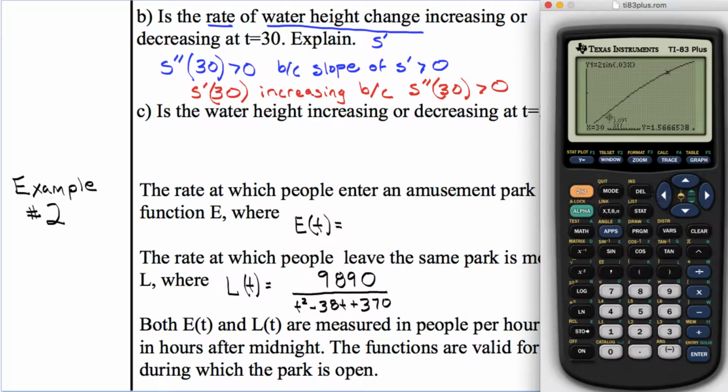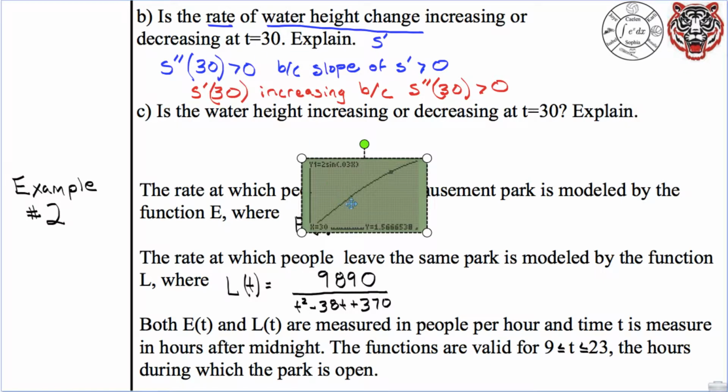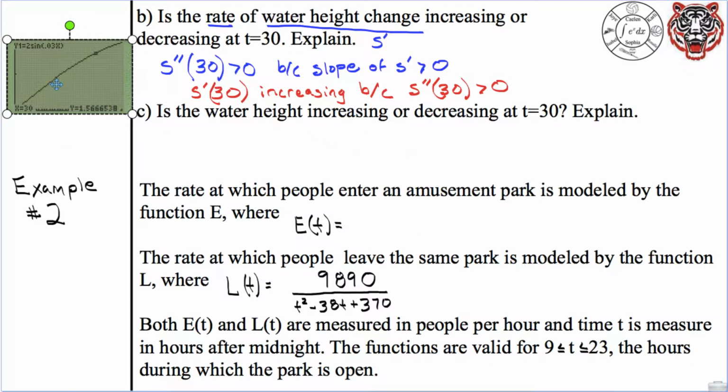What I wanted to do is to copy this graph and put it in my notes. Oh wait, I need to write that. If you want to see the graph in your notes, you can just do a general graph, because this is S prime of t down here.